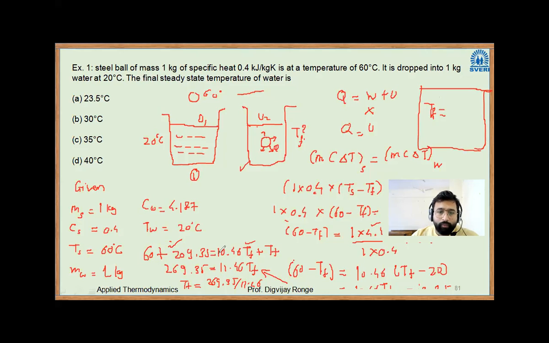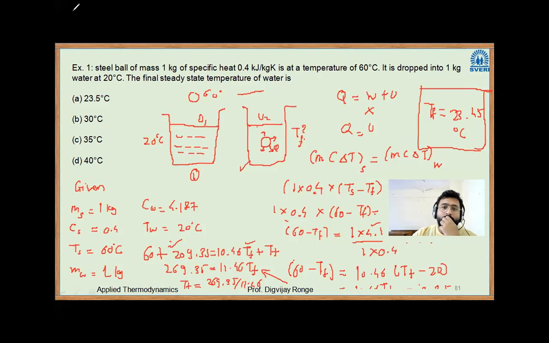So it becomes 23.5. Yes. Anybody has got the answer? 23.5. Yes, correct. So the final temperature of the system will be 23.45, in degrees Celsius. So whatever happened here, the water temperature has increased from 20 to 23, and the steel temperature had dropped from 60 to 23. Okay. Now, a very interesting takeaway from this example is that the specific heat of water is larger than steel.